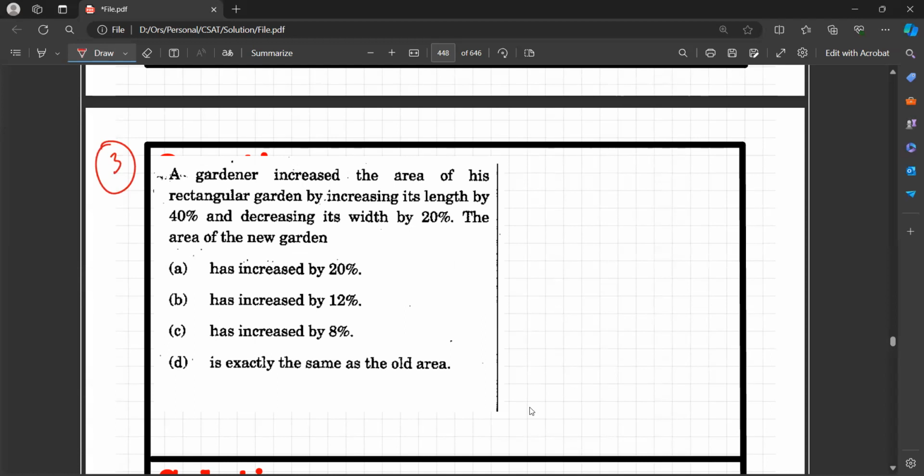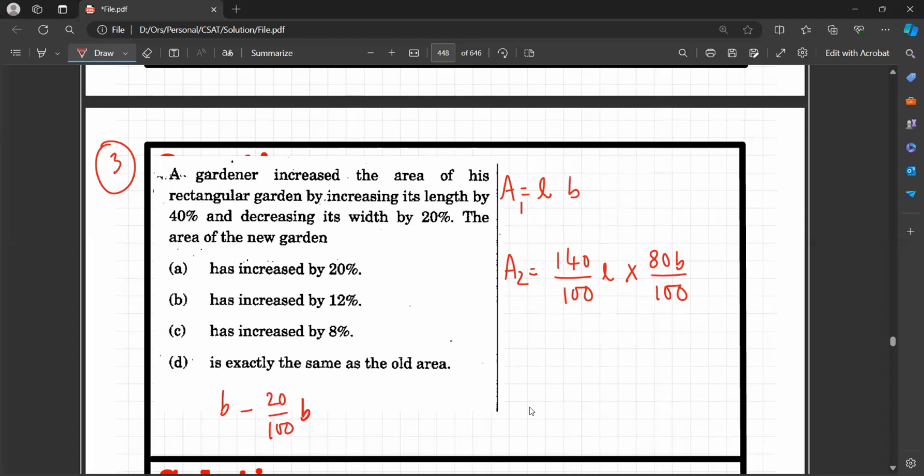A gardener increased the area of his rectangular garden by increasing its length by 40%. Original length is L, breadth is B, original area is A1. A2 will be the new area, which will be equal to length increased by 40%, so that becomes 140 L by 100. Breadth is reduced by 20%, so that becomes 80 B by 100. Yes or no? Because breadth reduced by 20%, you will do it like this: B minus 20 by 100 into B, which will be 80 B by 100.